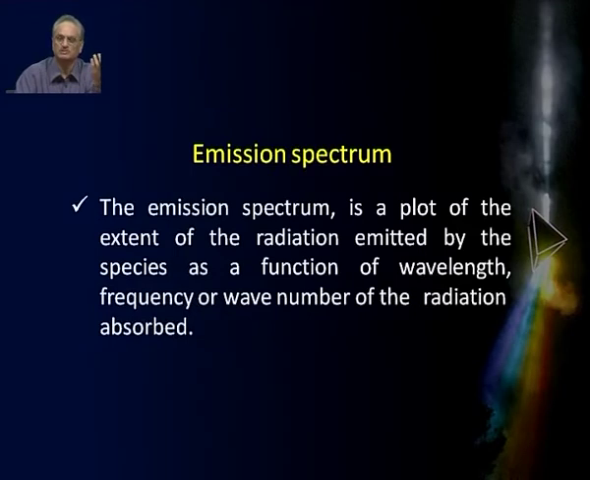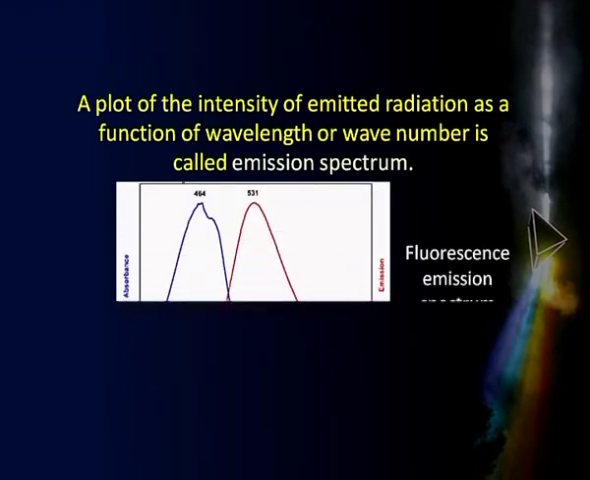Essentially, an emission spectrum, similar to an absorption spectrum, will be a plot of the extent of radiation being emitted. In the case of absorption spectrum, we saw to what extent radiation is being absorbed. Now, in emission spectrum, we want to see the radiation getting emitted by a sample, and to what extent. So, what radiation is being emitted and to what extent. That kind of graphical representation is my emission spectrum. Let us look at it in a picture.